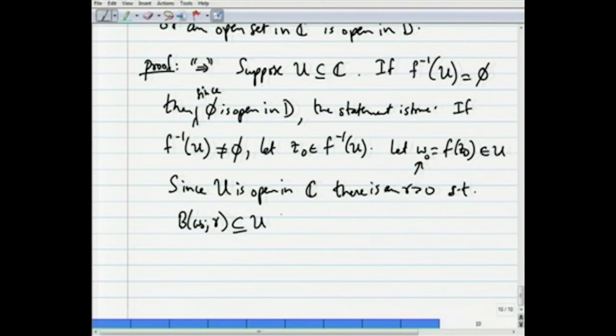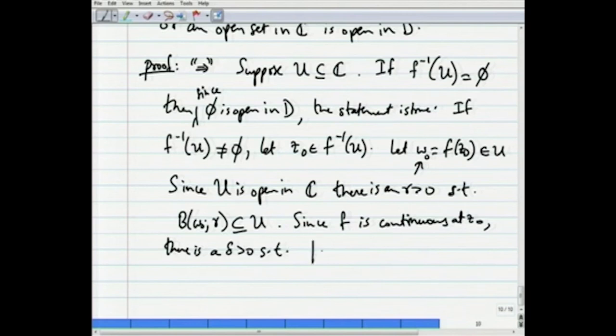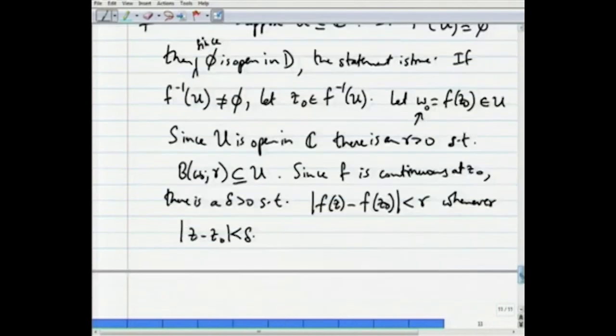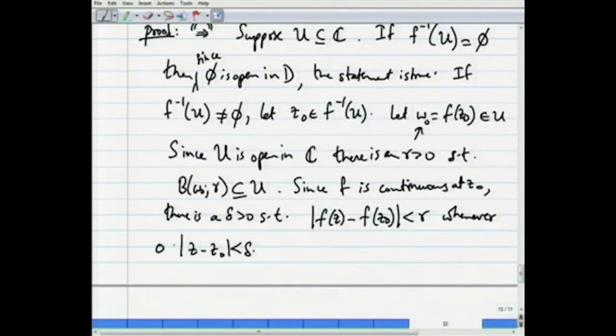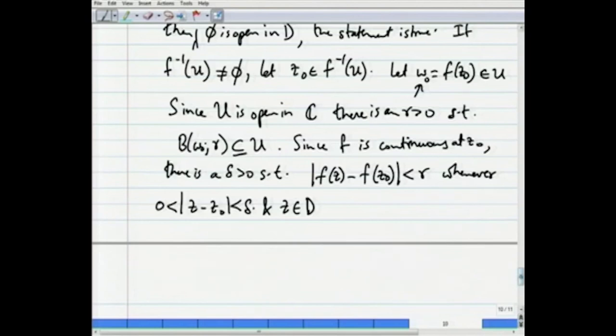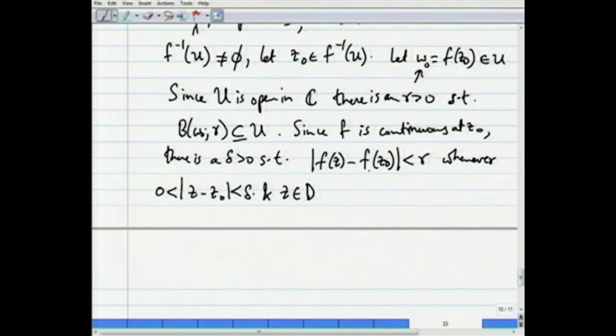And by continuity, since F is continuous at Z naught, there is a delta positive such that the modulus of F of Z minus F of Z naught, namely W naught, is strictly less than R whenever the modulus of Z minus Z naught is strictly less than delta. I should say whenever 0 is strictly less than the modulus of Z minus Z naught, strictly less than delta, and Z belongs to D. We want Z to belong to the domain for F of Z to be defined. This is the definition of continuity at Z naught.